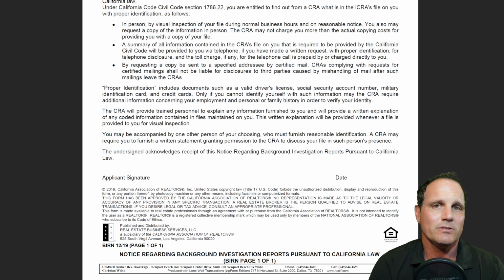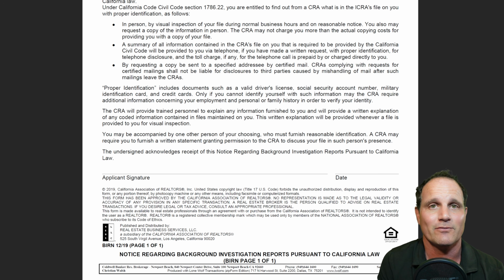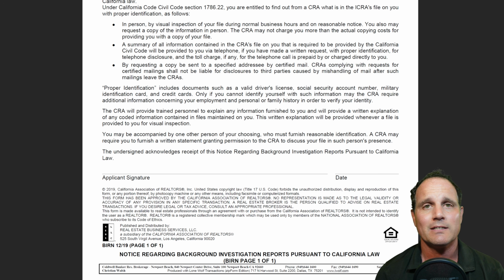And tenants, make sure that you get something that tells you what's going to be pulled on the background check and lets you know exactly what's going to happen for the background check. It comes automatically in the California Association of Realtors rental application. So for landlords using this, just make sure you include page 4.